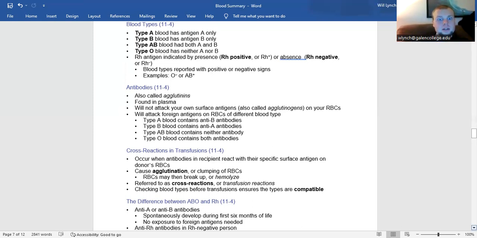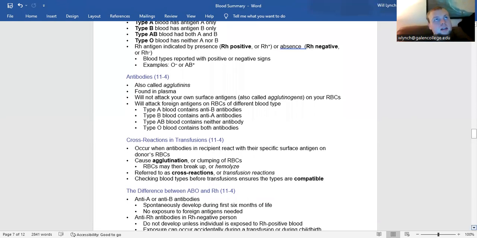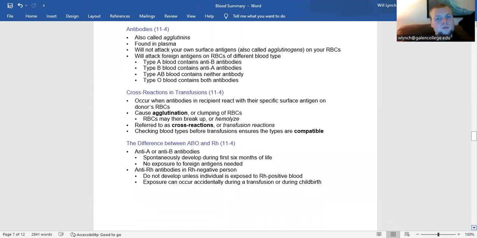If we give patients a blood type that has the opposite antigen of what they have, and they contain antibodies for it, then we immediately could see those antibodies attack and destroy the red blood cells that have been transfused into them. This can cause agglutination, clumping up of the red blood cells in the bloodstream, and this can cause hemolysis to a large degree. These are referred to as cross reactions.